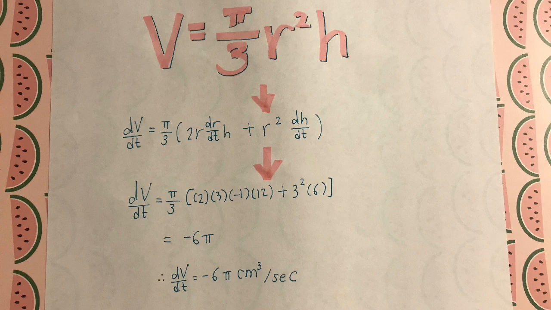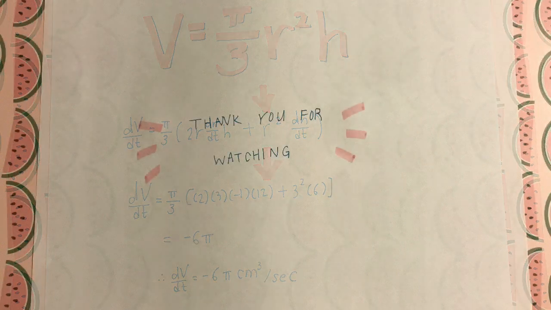If we plug in all the values we know, we will get dv over dt equals pi over 3 times parentheses 2 times 3 times negative 1 times 12 plus 3 squared times 6, and close the parentheses. And then at the end, we get negative 6 pi cubic centimeters per second as our answer.